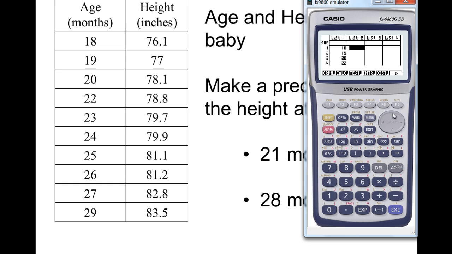So list 2, the y value of 18 is 76.1, 77, 78.1. The y value of 22 is 78.8. We have 79.7, 79.9, 81.1, 81.2. The y value of 27 is 82.8, and then finally 83.5.